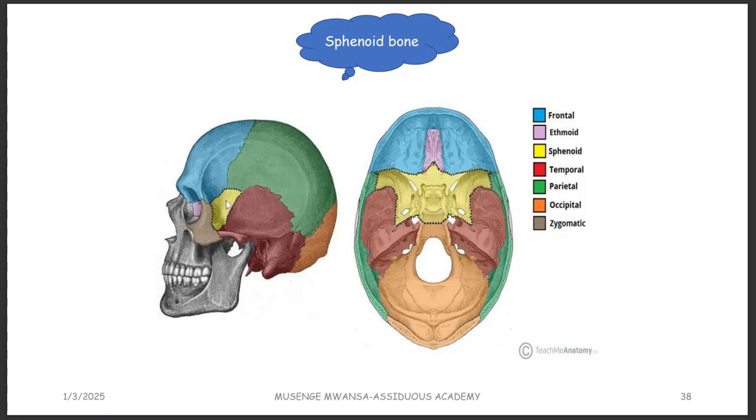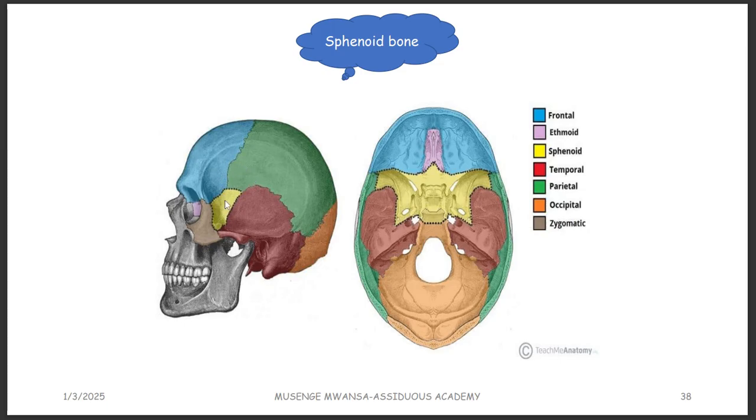There is this joint here where you have got four different bones. We call that the pterion. The sphenoid bone, the frontal bone, the parietal bone, the temporal bone. This region is the pterion. It is actually of medical importance. We'll mention it later on.